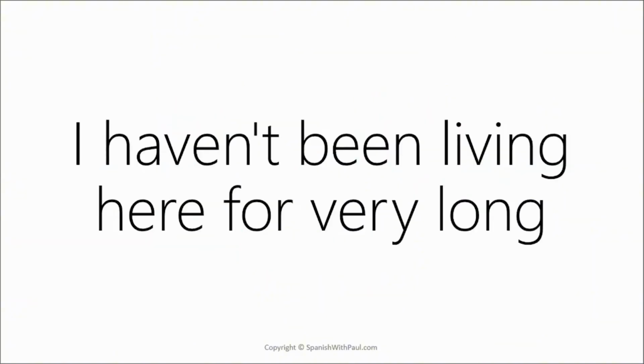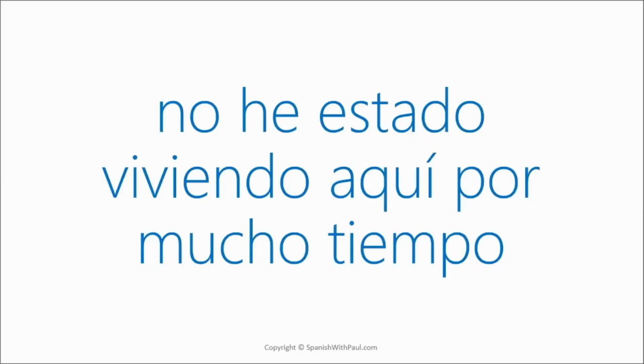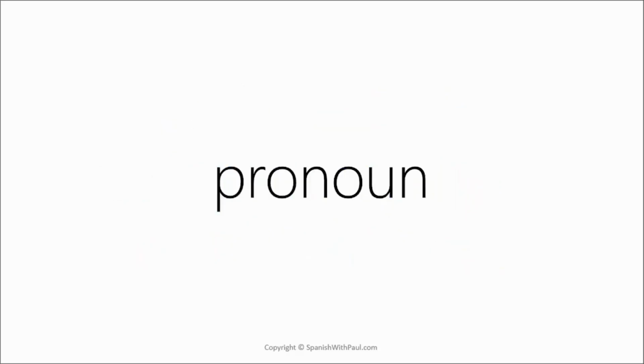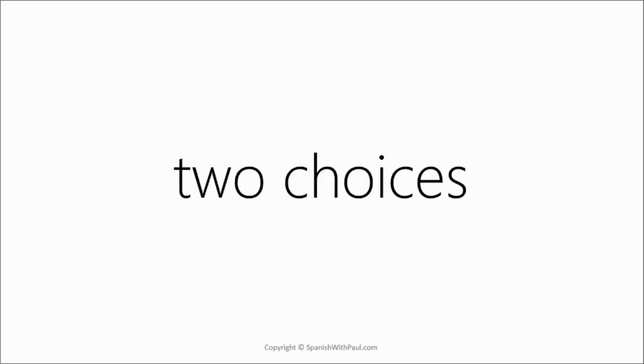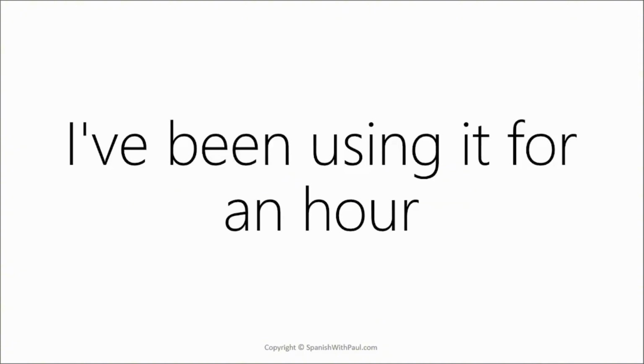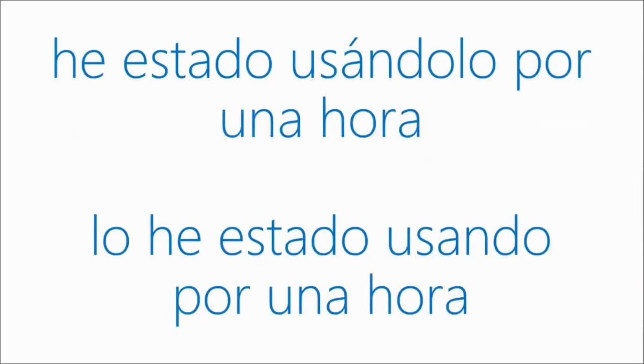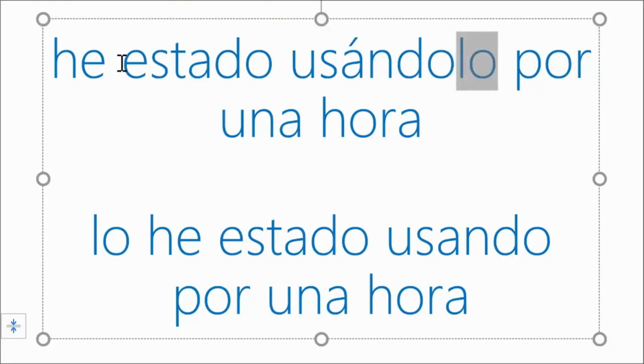I haven't been living here for very long. No he estado viviendo aquí por mucho tiempo. If we want to include pronouns into this, we would have 2 choices regarding the placement. So, for example, I've been using it for an hour. So here we have our pronoun of it. Now, you could either say, he estado usándolo por una hora. So here we are tagging on the pronoun to the end of the verb. So, he estado usándolo por una hora.